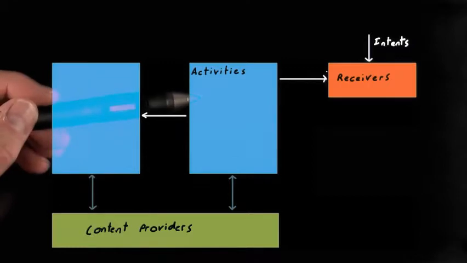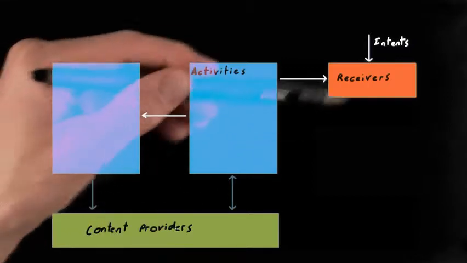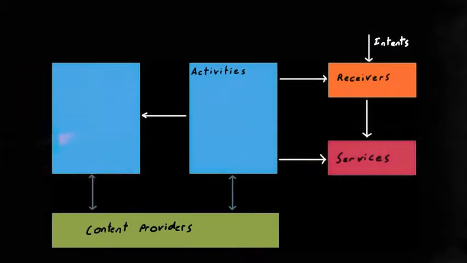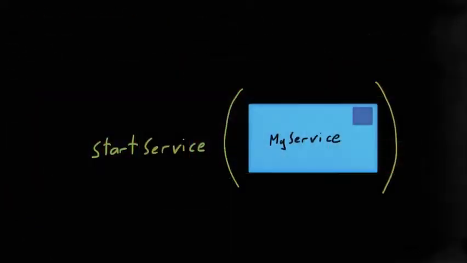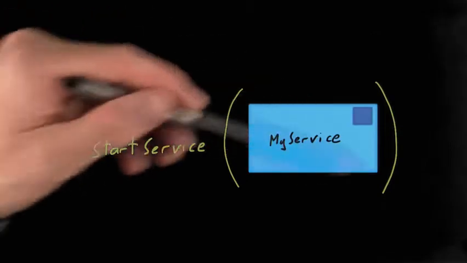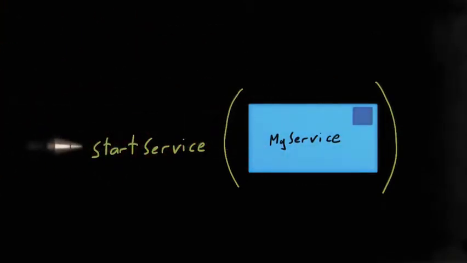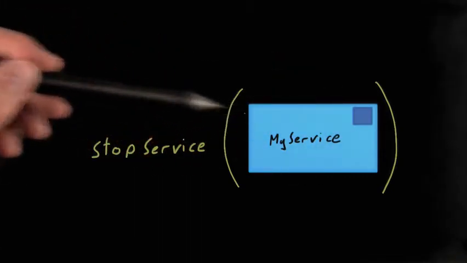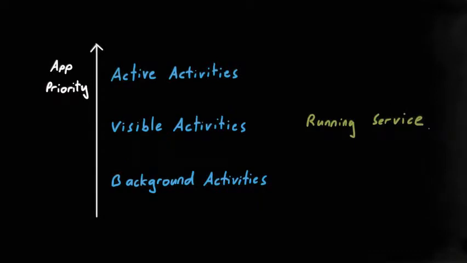We've already introduced activities, content providers, broadcast receivers, and intents. Services are the final piece to the Android app component puzzle. You start services much like you do activities, by passing in an intent to a start service call. And you can stop services the same way, by calling stop service and passing in the name of the service you want to stop.